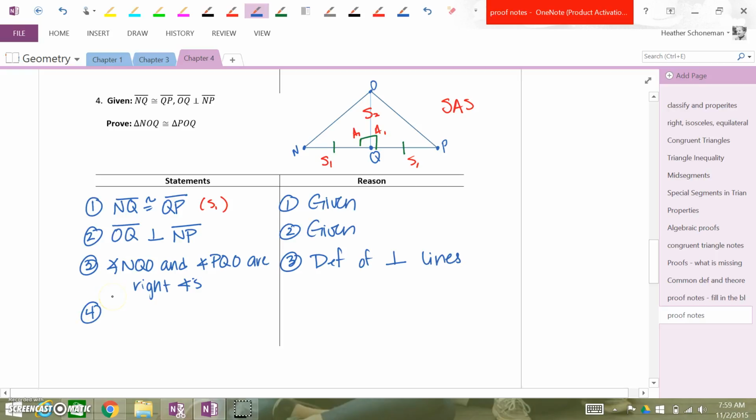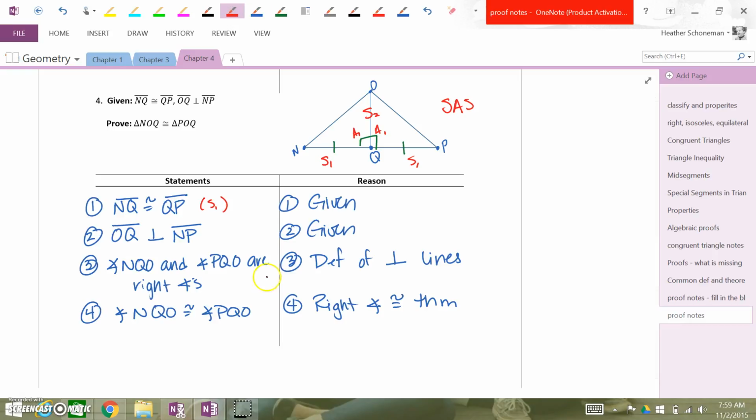Okay, number 4, but that doesn't say they're congruent, so we have to take it a step further. So now we can say that NQO is congruent to PQO, and our reason is called the right angle congruence theorem. That's what tells us if they are right, they are congruent. Again, that's on your sheet. This is our 2nd fact. So this is angle 1.